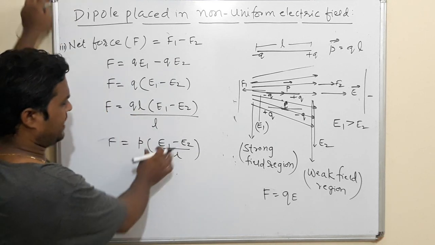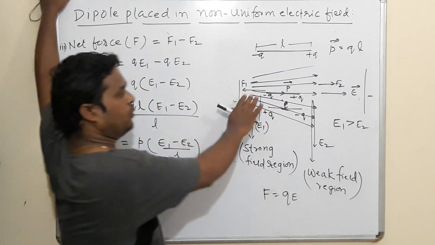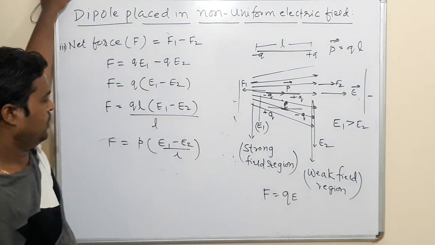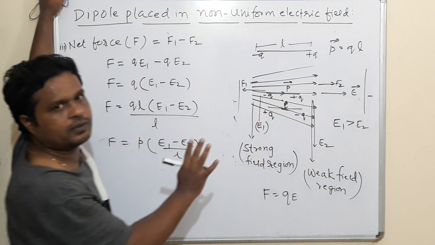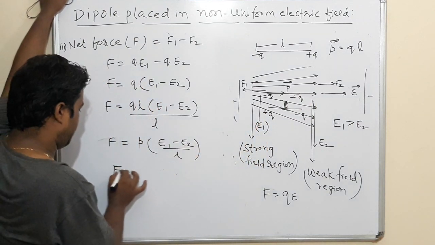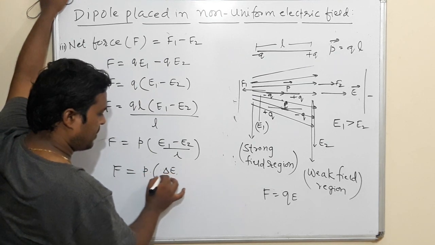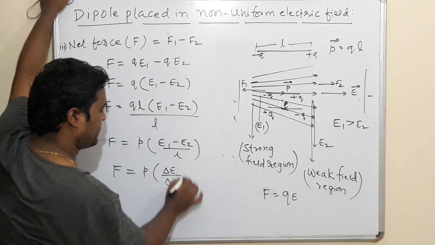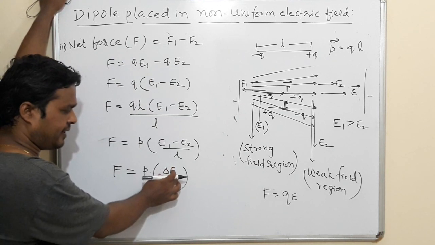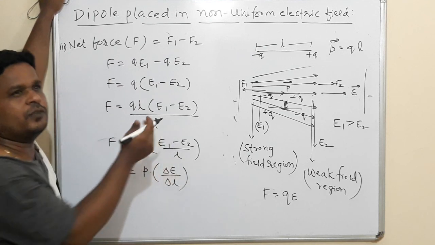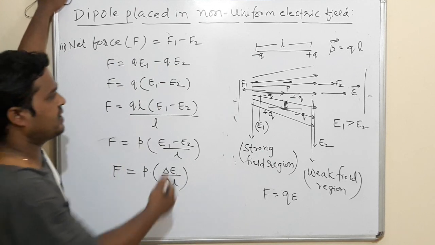This E1 minus E2 is nothing but delta E, the change in electric field while moving from this point to this point with distance. Change in electric field with distance. F is equal to P times this change in electric field with respect to some distance.